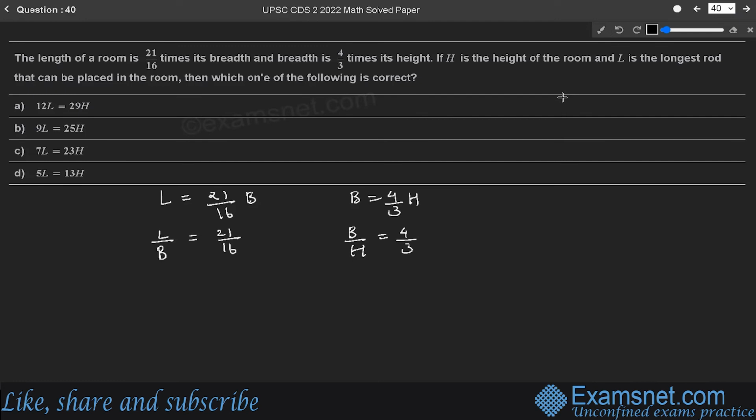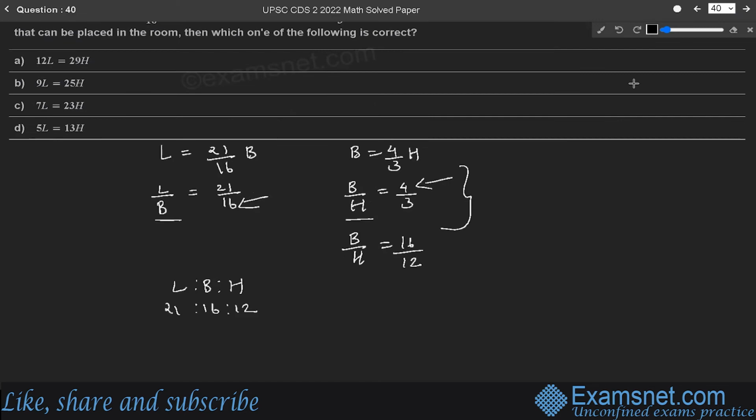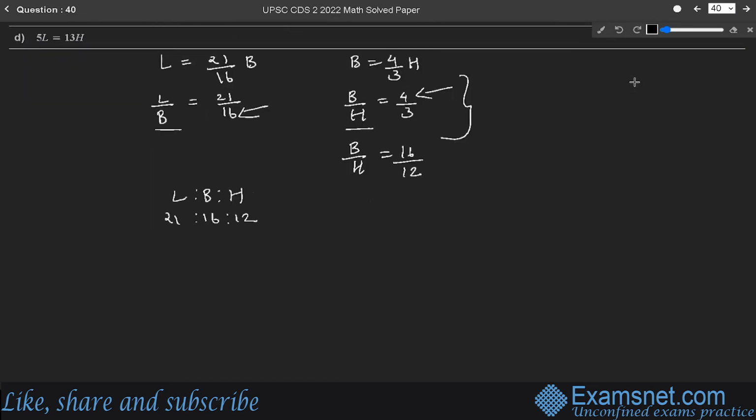Further, if h is the height of the room and L is the longest rod that can be placed in the room, then which one of the following is correct? You can see that from here we can write the ratio of length, breadth and height. But here the breadth is 16 and here the breadth is 4. But the breadth should be equal. So multiplying this particular part by 4, we will get B upon H is equal to 16 upon 12. So now we will get the ratio of length, breadth and height, and the ratio will be 21 is to 16 is to 12. Length is 21, breadth is 16 and height is 12. I hope up to here it is clear to you. Now we have found out the ratio.